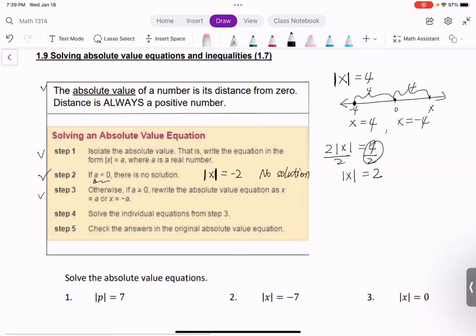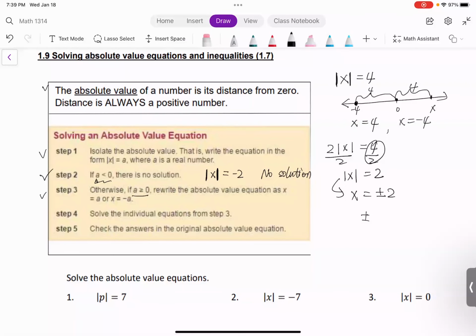Step 3, otherwise, if a is greater than or equal to 0, rewrite the absolute value equation as x equals positive a or x equals -a. That means if I continue to solve, x equals +2 or -2. Step 4, solve the individual equations from step 3. Step 5, check the answer in the original absolute value equation.